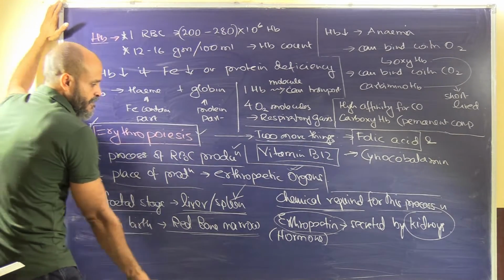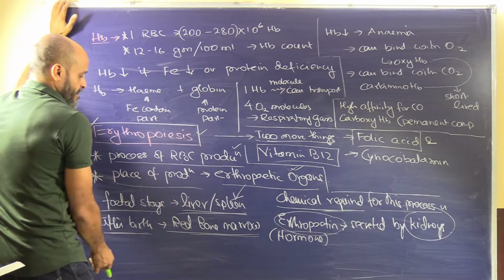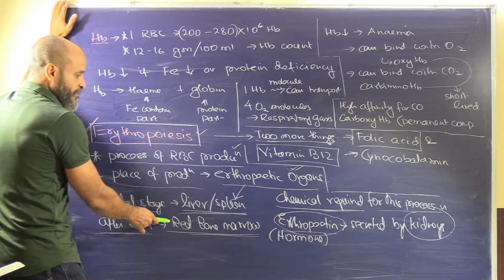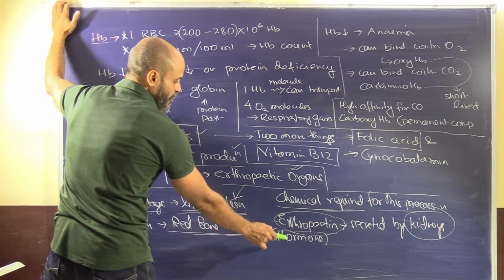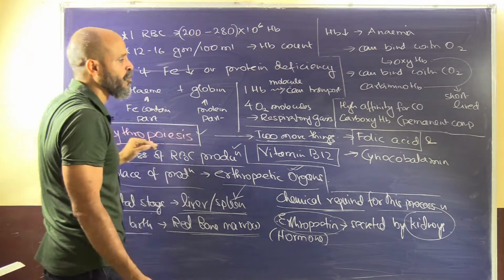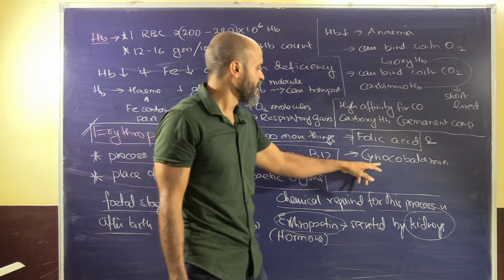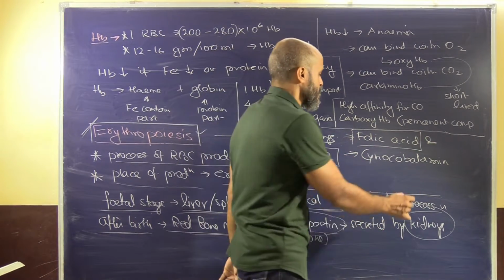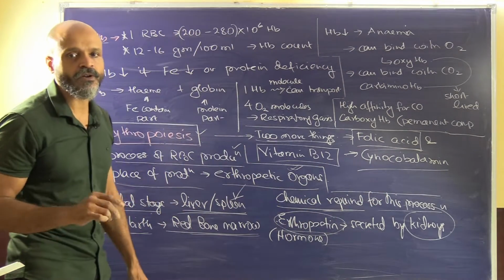So in erythropoiesis we will require erythropoietin, which is secreted by the kidneys, and the site is basically the red bone marrow. The kidney triggers the production of erythropoietin, which is a hormone, and there are two more things which are required, that is folic acid and vitamin B12, which is basically cyanocobalamin. So these are the compounds which are required for the production of erythrocytes.